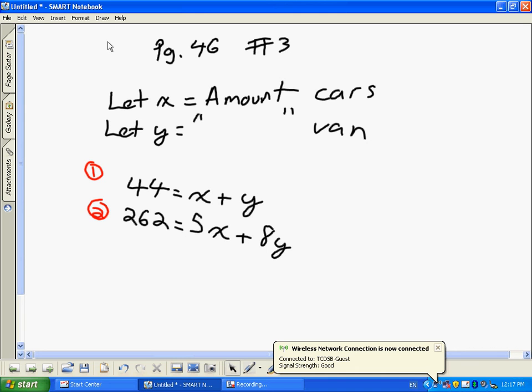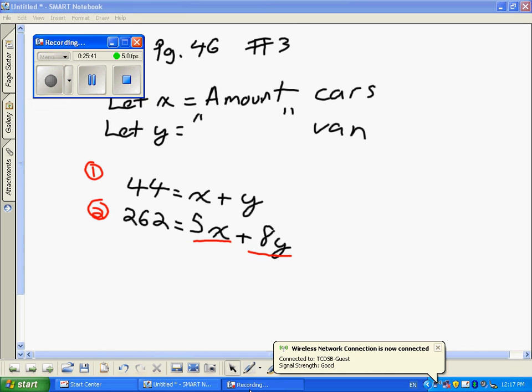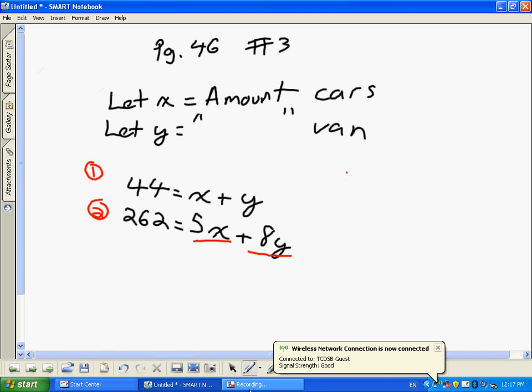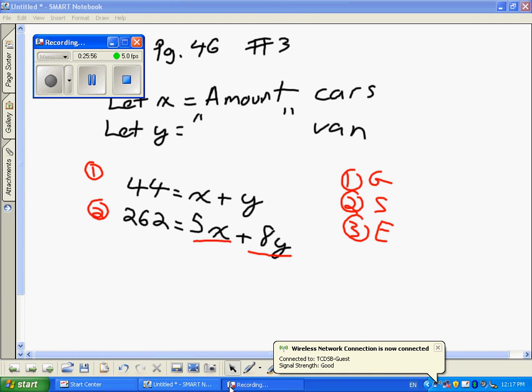We now have two linear equations. They washed a total of 44 vehicles. That means cars plus vans. We know they made $262. They charged $5 per car and $8 per van. You guys are going to use either graphing, substitution, or elimination to solve for what they have there. That's the equation set up. You guys are going to use one of the three to solve it.